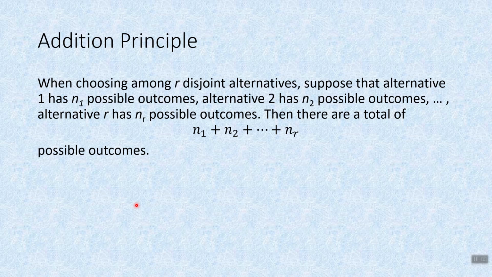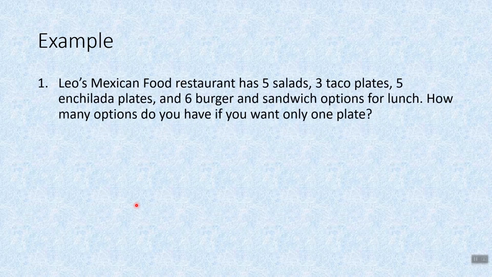Alternatives, options, right? Suppose that option 1, alternative 1, has n1 possible outcomes. Alternative 2 has n2 possible outcomes, and so on, so that alternative r has n sub r possible outcomes. Then there are a total of n1 plus n2 plus and so on to nr. So we'll add up the total number of possible outcomes for each stage to get the possible outcomes for choosing among these alternatives. That sounded very mathy. Let's look at an example.